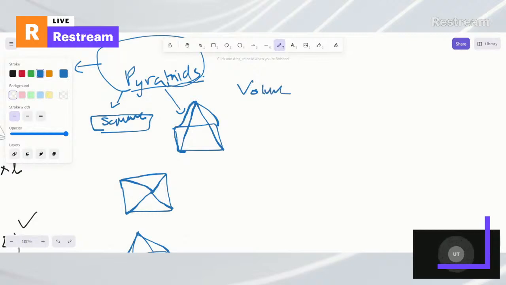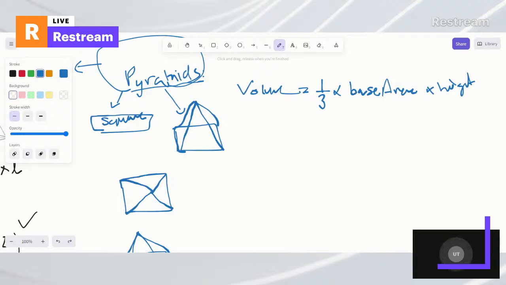In order to find out the volume of a pyramid, the simple formula is we divide 1 by 3 and then apply the same rule. What's the rule? We find out the base area, and then we multiply it with the height. This is how you're going to find out the volume of a pyramid.